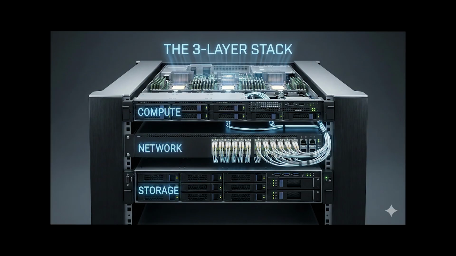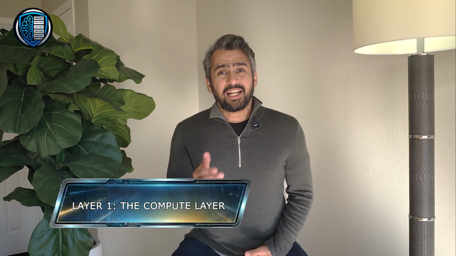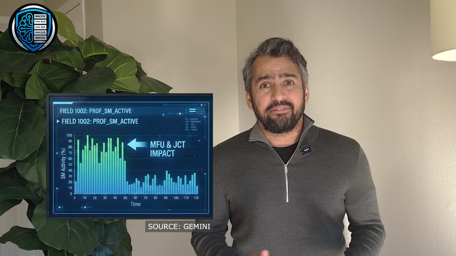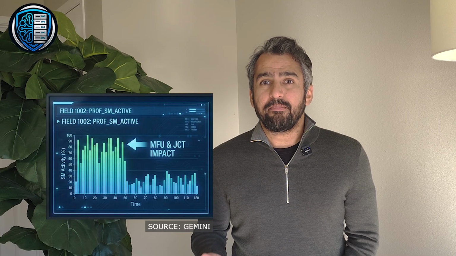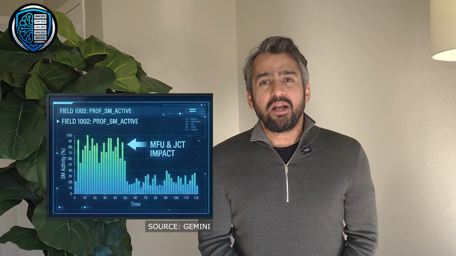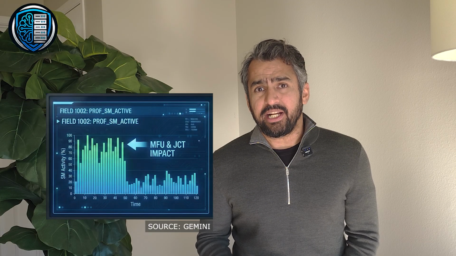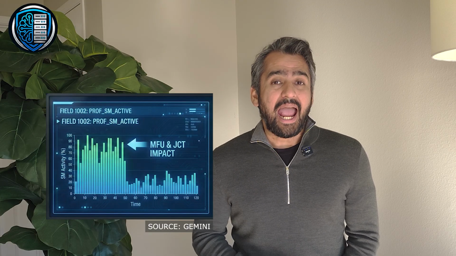So, what are the vital signs of an AI cluster? You need to monitor the 3 layers. The compute layer. Next is the network layer and the storage layer. The compute layer, it starts here. You need to know if your GPUs are actually working. We use tools like Data Center GPU Manager from NVIDIA. There are two specific field IDs you need to watch. Write these down. SM active. This measures the streaming multiprocessor activity. Are the cores crunching math? It is a direct indicator of hardware utilization and thus a key component in calculating both MFU and JCT.